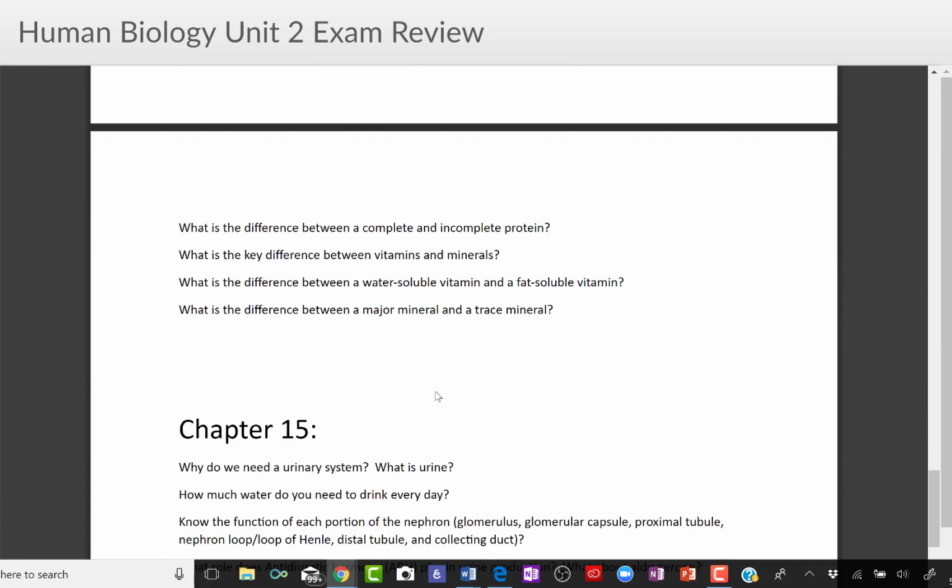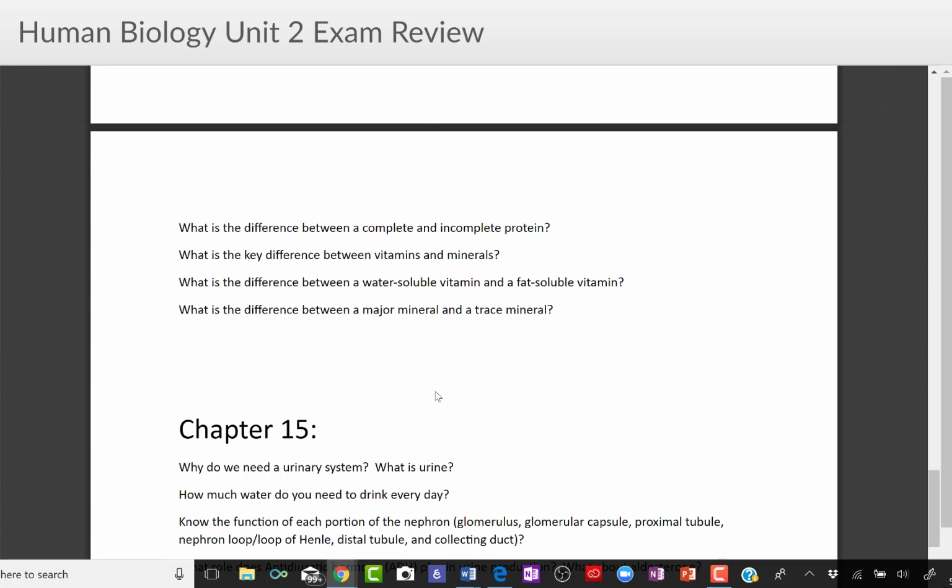What's the difference between a complete and incomplete protein? So if you eat a complete protein, which is going to be primarily, there are other exceptions, but primarily all animal products, and soy and quinoa, those are complete proteins. That means they have all the essential amino acids, all the amino acids we have to eat because our body can't make them. Incomplete proteins do not.